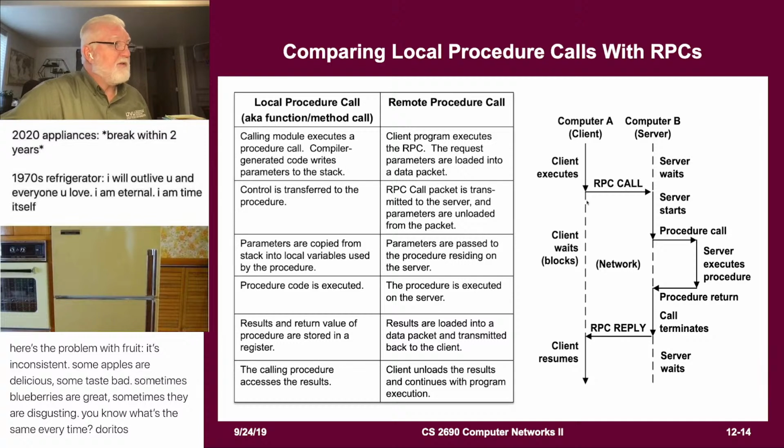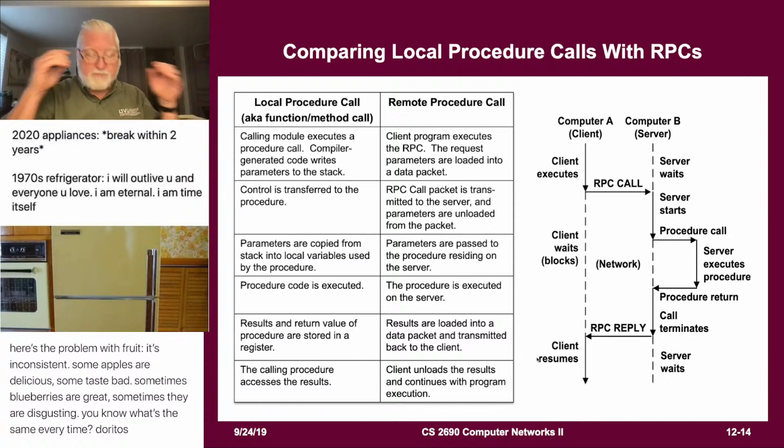And then the client executes this RPC call. The server's waiting for that. So when it gets the call, it starts. Then it performs the procedure call on that end, then returns it. Then the call terminates and sends back the reply. From the perspective of the client, it's as if it had made a call to a local function. It doesn't care, doesn't matter. Okay, that's it. The idea shows up in a lot of remote communications, and it's a good idea to just understand.